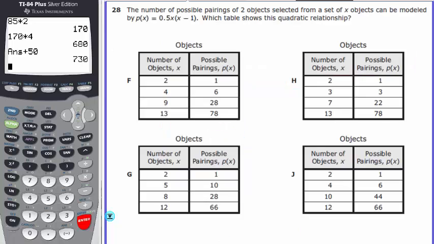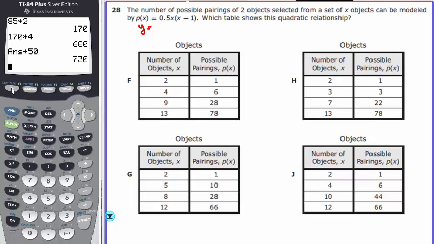Question 28. And question 28 says the number of possible pairings of two objects selected from a set of x objects can be modeled by this function. Which table shows this quadratic relationship? Okay, in this problem I notice I have an equation. Remember that p of x is the same thing as y. So I have an equation right there, and we have a table. So that means we can use the calculator.